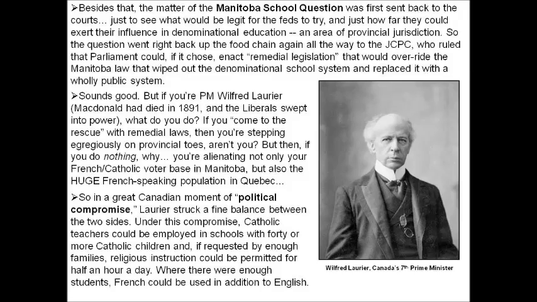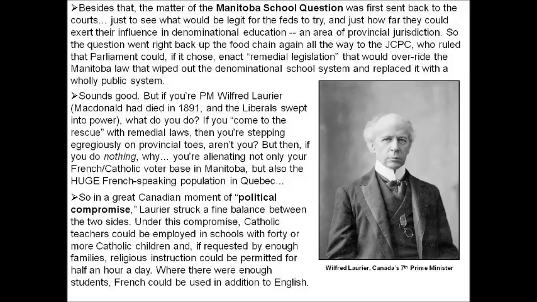That sounds good, but if you're Prime Minister Wilfrid Laurier, see Macdonald, he died in 1891 and the Liberals swept into power. If you're Laurier, what do you do? If you come to the rescue with remedial laws, then you're stepping egregiously on provincial toes, aren't you? But then, if you do nothing, why, you're alienating not only your French Catholic voter base in Manitoba, but also the huge French Catholic population in Quebec.